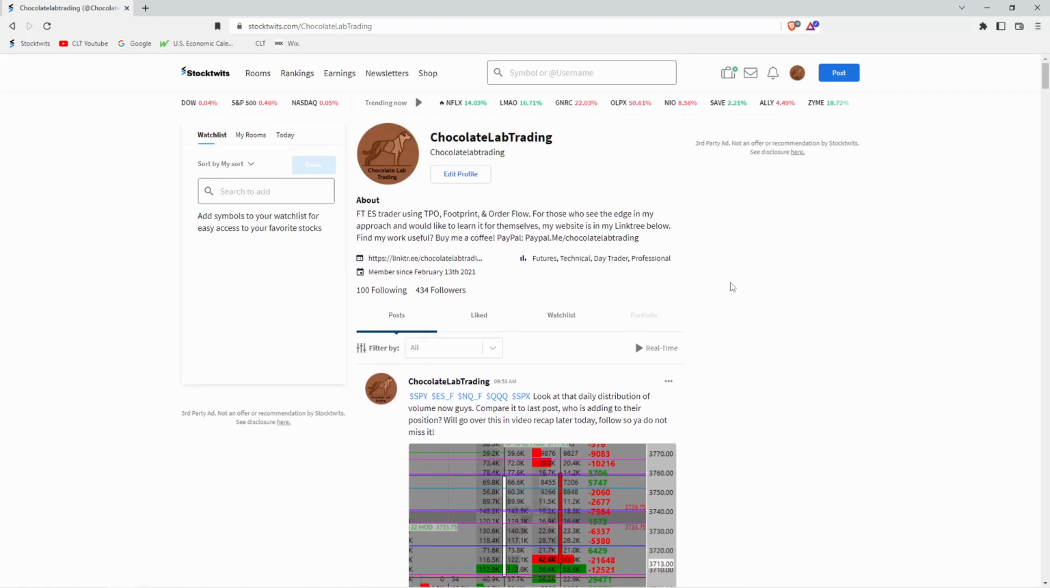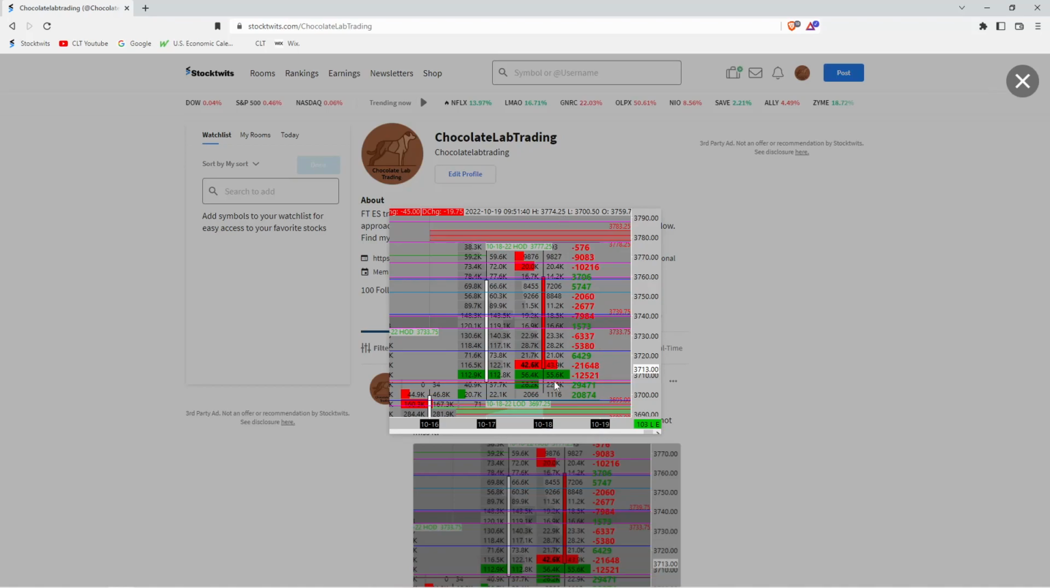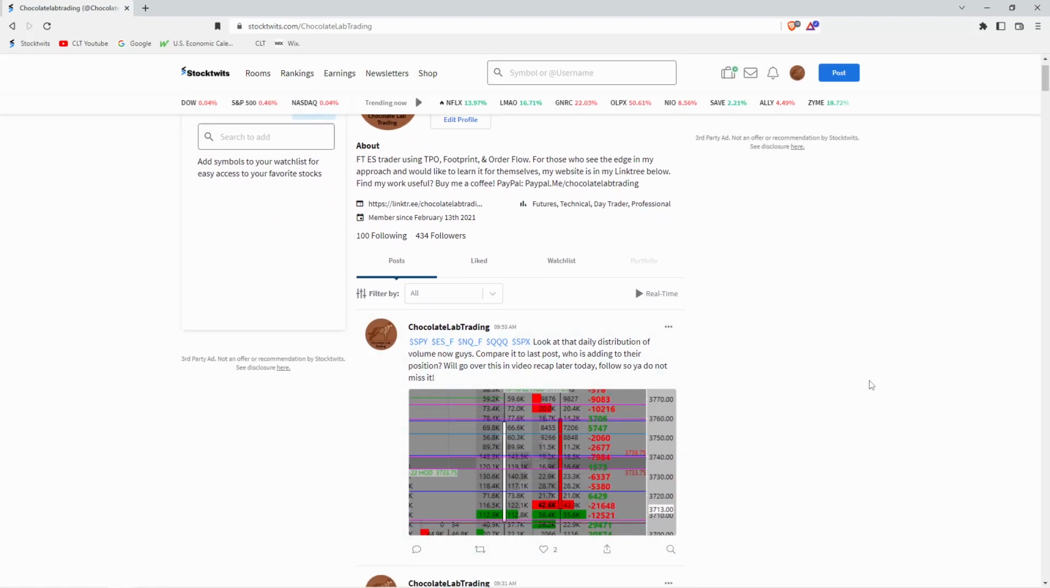All right, so this is my approach. I use order flow, I use the TPO, and then different tricks and tools that we have. We've spoken about the delta before, stuff like this that we talk about in the room.